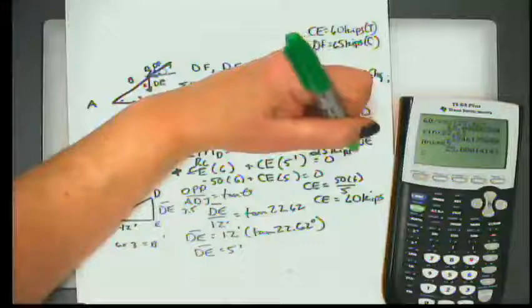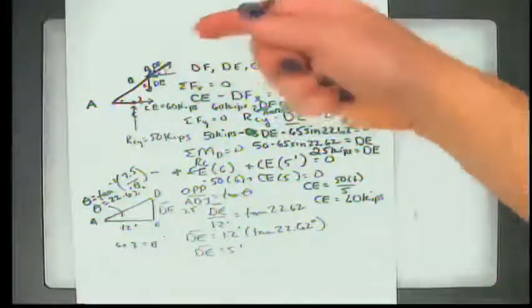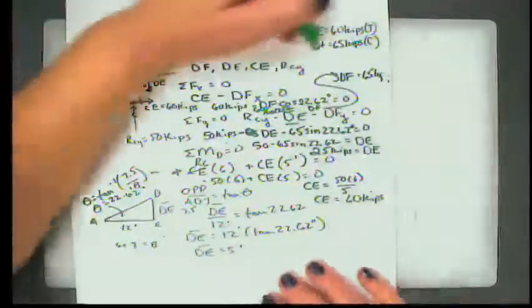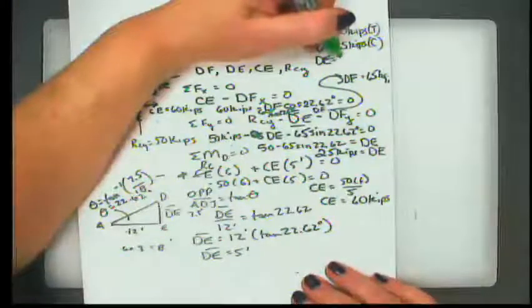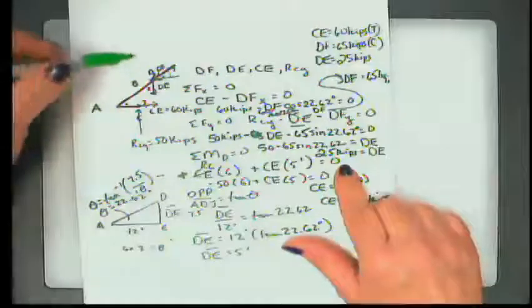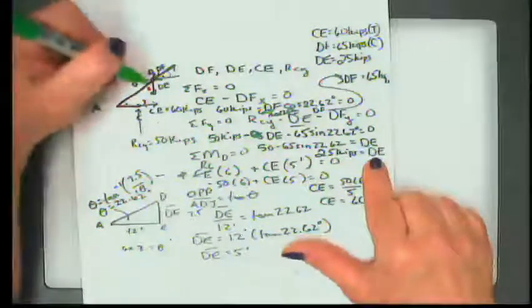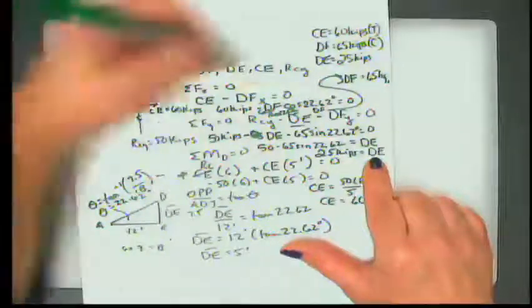Now the fact that it did not turn out negative means that I've drawn it correctly here. If this value was negative, it would mean that the sign was actually reversed. So DE has a value of 25 kips. And since I now know that my problem is drawn correctly, D sub E is pulling on the joint, so that's in tension.